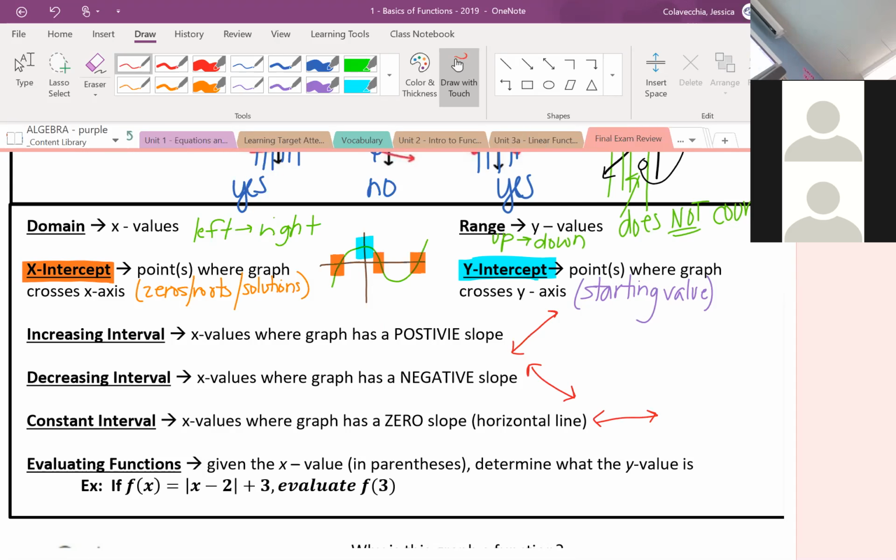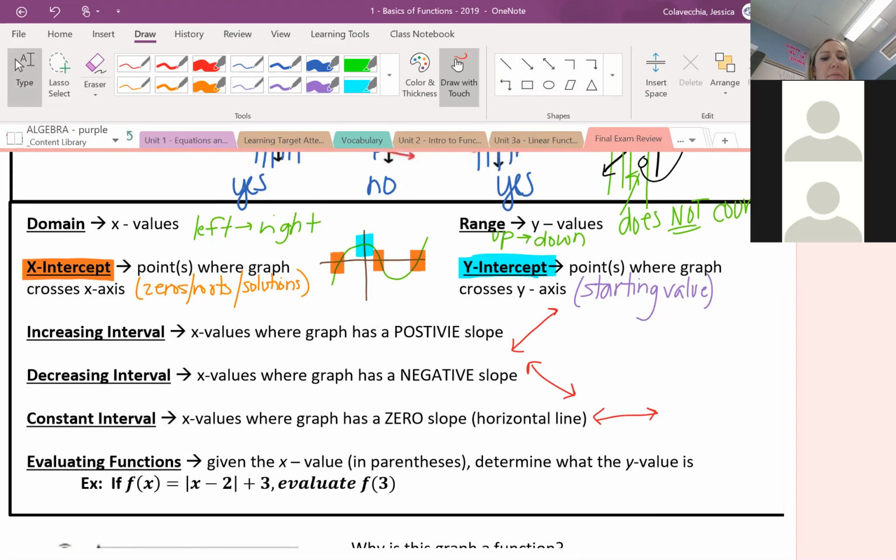Okay. All lines are straight. Be careful when you give the definition. Okay.